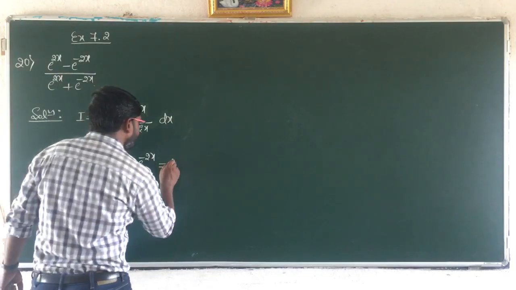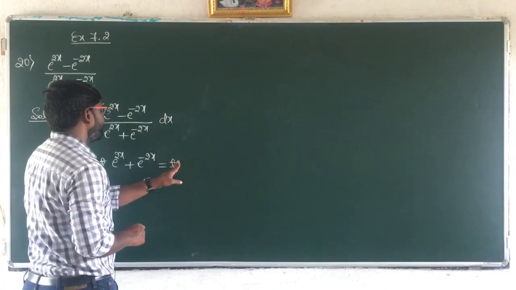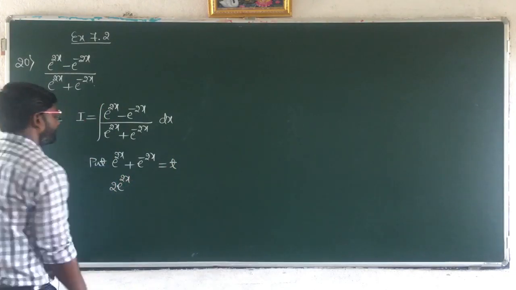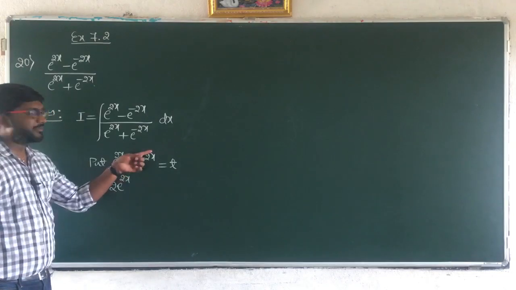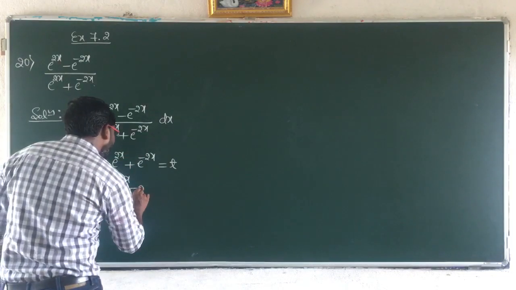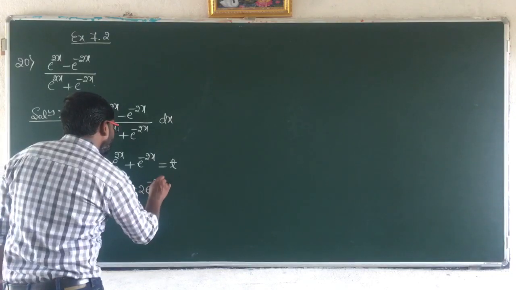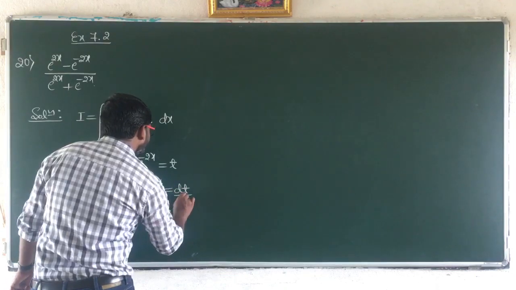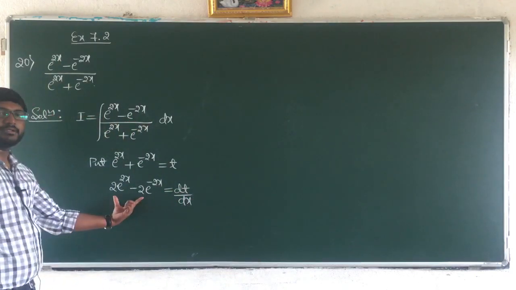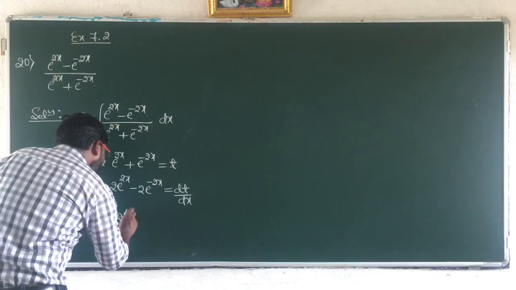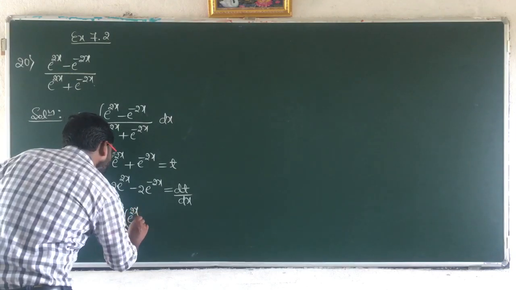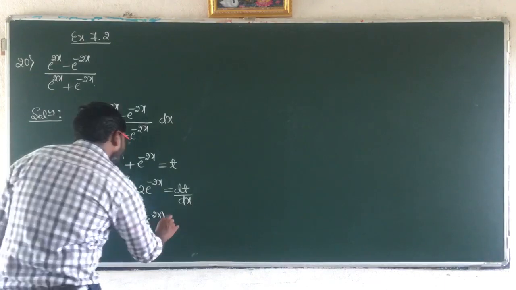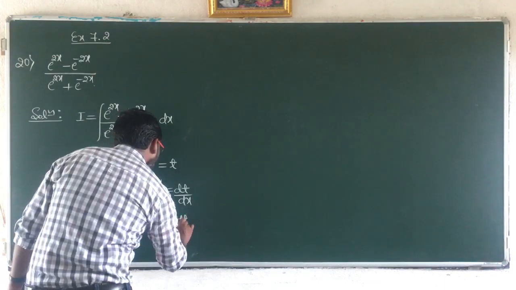Now differentiate both the sides. What is the derivative of e raised to 2x? It is 2 times e raised to 2x, and then derivative of e to the power minus 2x will be minus 2 into e raised to minus 2x, which is equals to dt by dx. So in this we can take 2 common. So take 2 common, e raised to 2x minus e power minus 2x, which is equals to dt by dx.